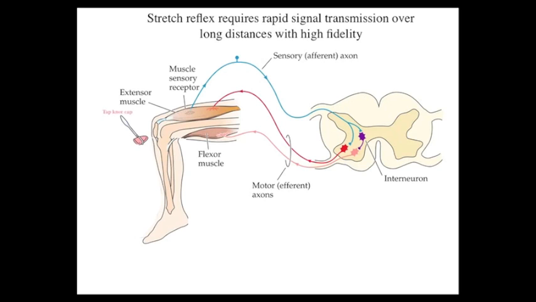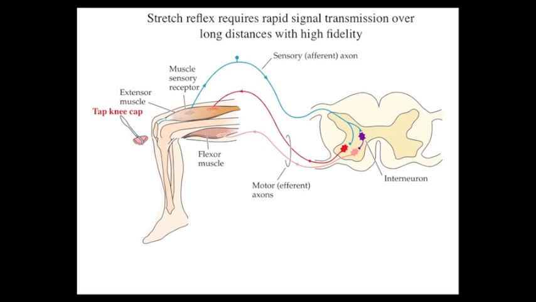Let's watch. We're going to tap the kneecap, stretch the muscle, generate an action potential that's going to travel over the sensory axon to the spinal cord, then travel through a motor neuron to the muscle, activate the muscle, contracting the muscle, causing the leg to lift. Voila, that's the knee-jerk reflex.